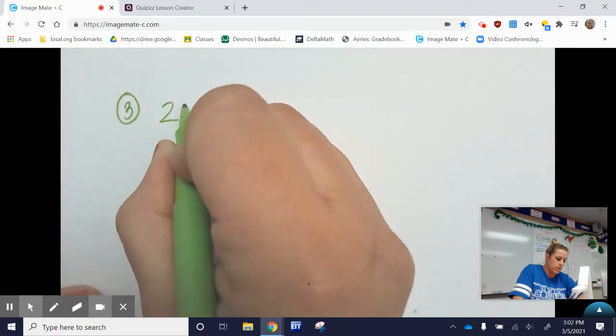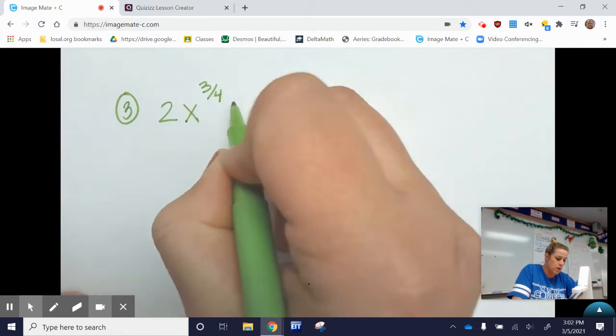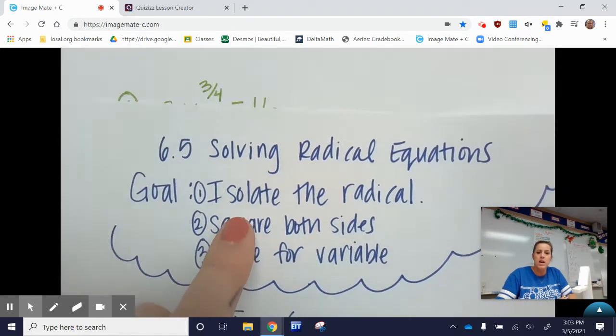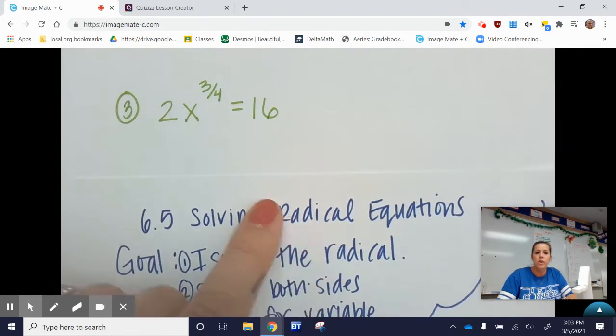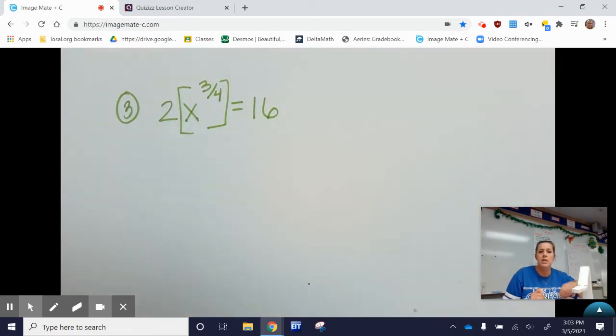So we're going to look at something like 2 times x raised to the 3/4 power equals 16. All right, so in this case, we don't have a radical. And we'll be able to get to a rounded form in a little bit, but when we have an exponent, we can still focus on isolating the x. So we think of our directions here that I gave you beforehand, isolating the radical. We're not going to isolate the radical. What we're going to do is get the x and the exponent isolated now.